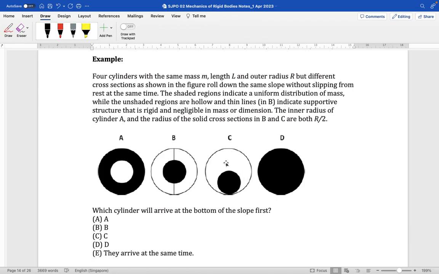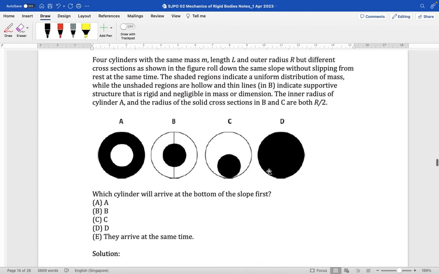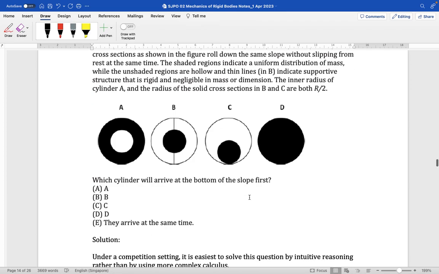Object C is a non-uniform object where all the white section here is hollow, but there's a solid section close to the edge. And object D is a completely solid cylinder. And they are now rolled over a slope. Which cylinder will arrive at the bottom of the slope first?